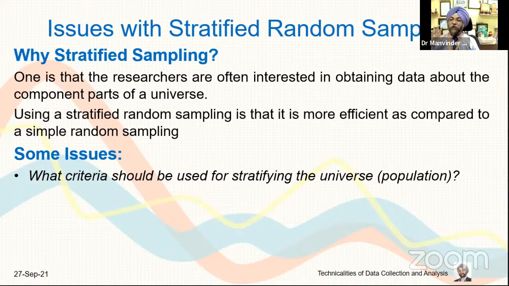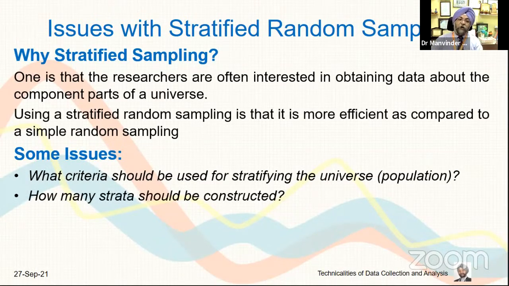Generally, stratification is done on the basis of demographic variables, as I've already told you, like age, income, education, gender, right? Customers are usually stratified on the basis of age, income levels, and their buying patterns, right? And even companies may be stratified on the basis of their size, industry, profits they are making, or their market cap level. Okay, so that is one of the things.